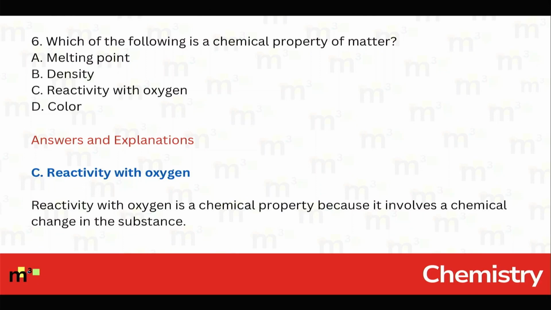When substances like iron react with oxygen, they form new compounds such as iron oxide, which is rust. This property is characteristic of many metals which can corrode when exposed to oxygen and moisture over time.